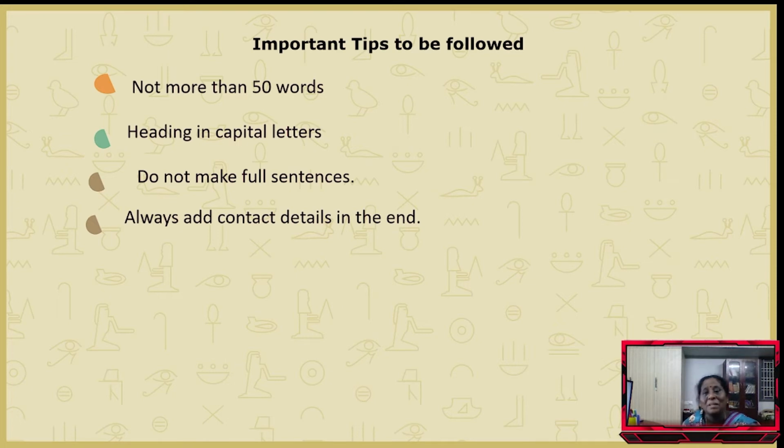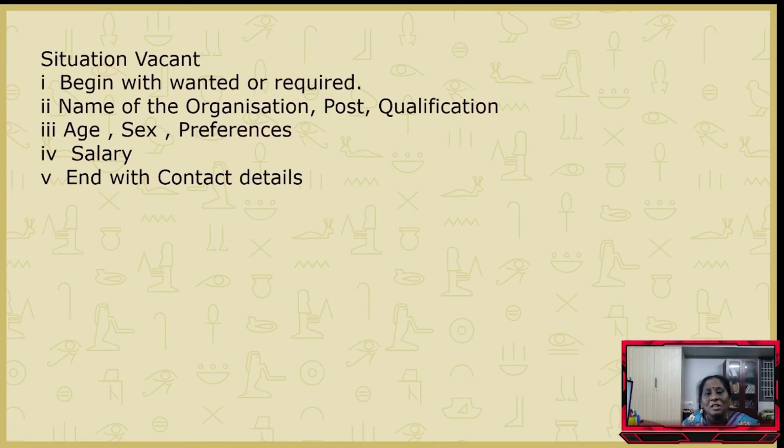Now, let's see how to write a situation vacant. When you're writing a situation vacant, you should begin with wanted or required, then the name of the organization, the post which is vacant, and what is the required qualification for that post. And if you have any details of limitation, like what the age should be, what should be the gender, or any other preference, then the salary, and at the end, your contact details.